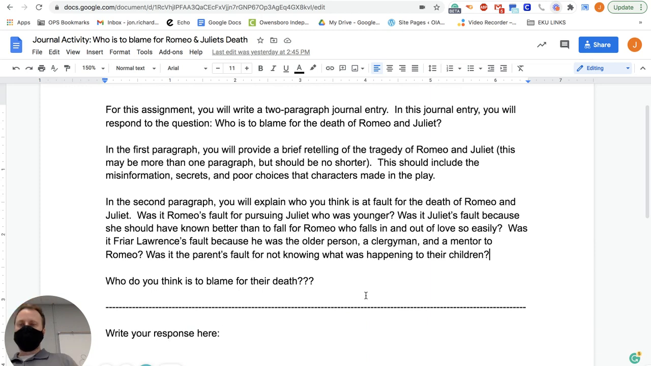All right, so for this assignment, reading this together, you will write a 2-paragraph journal entry. So 2 paragraphs. You can write more than 2 if you'd like, but you don't have to.